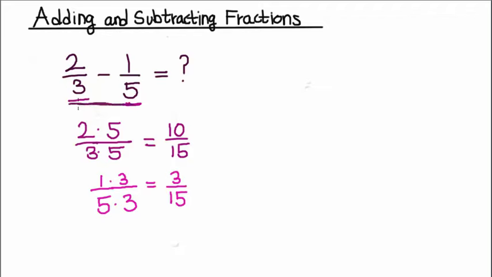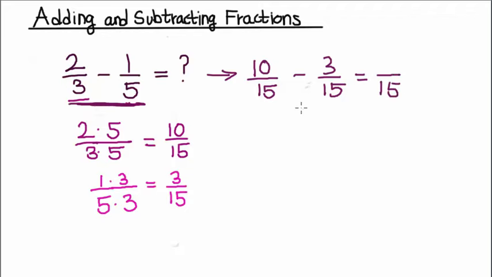So this problem over here turns into the following problem: 10 divided by 15 minus 3 divided by 15. Now in order to evaluate this problem, all I really need to do is keep the denominator the same and then subtract the numerators like I would do to any two numbers. So on the numerator, I have 10 minus 3, which is the same thing as saying 7. So the answer to the problem 2 divided by 3 minus 1 divided by 5 is 7 divided by 15.